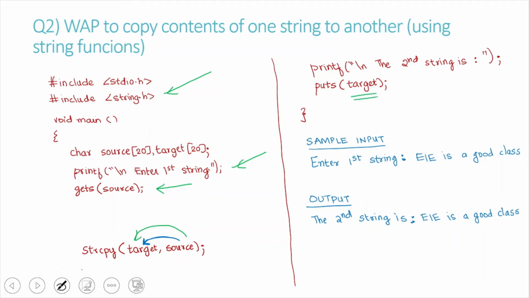For example, enter the first string: EI is a good class. Then the output will be the second string we have asked to print. So we will again get EI is a good class as the second string. So we can see that one string has been copied to another string.